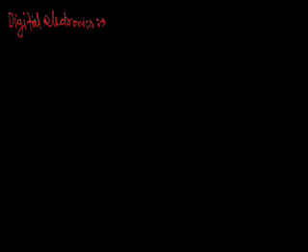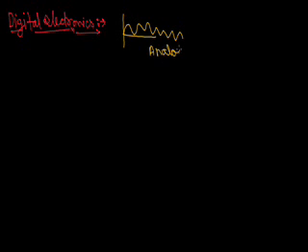Digital electronics. Generally in electronics we use an analog input signal, meaning a continuous input signal like this one. This is a continuous analog signal, meaning with the passage of time, at every instant of time we get the input voltage.